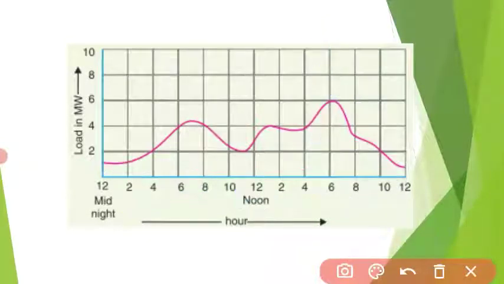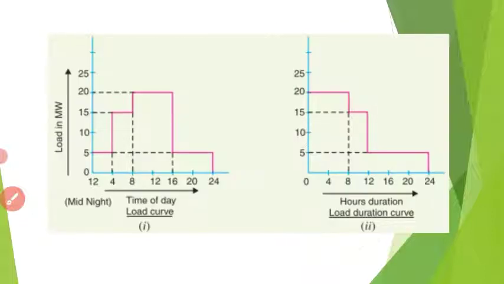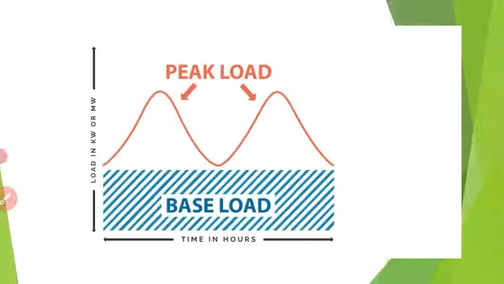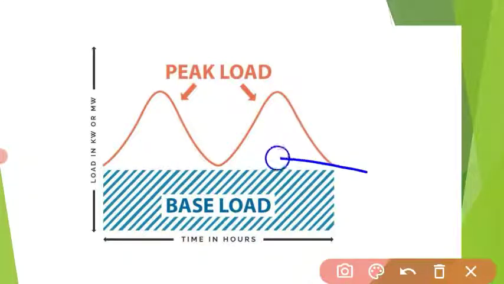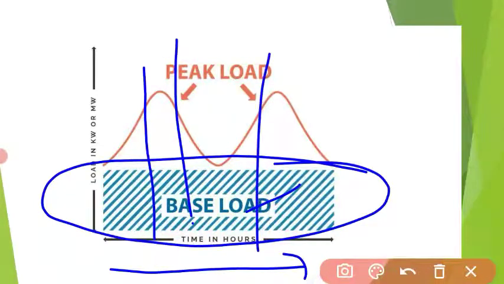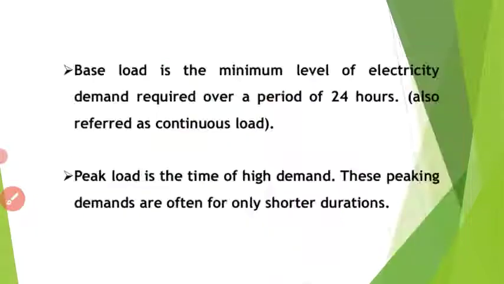One more graph I have here. You can see here, this is the base load, which is required continuously throughout 24 hours, hence it is called base load. And the peak load is the time during which more load is required. I mean, the maximum load on the power station is called the peak load. Okay, I have defined these here, the sentences are there.